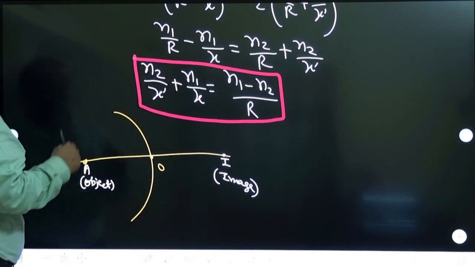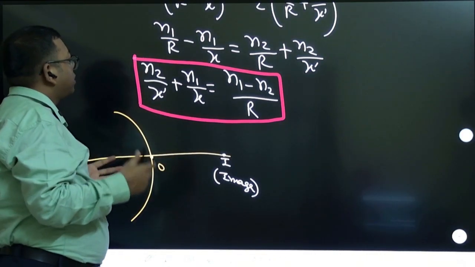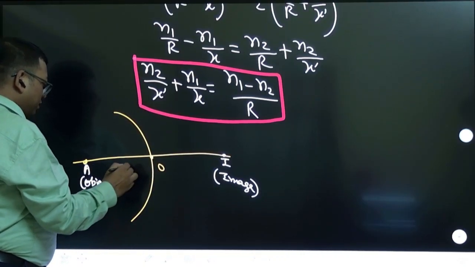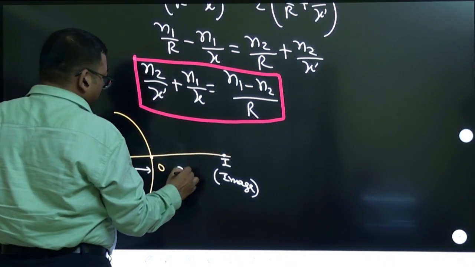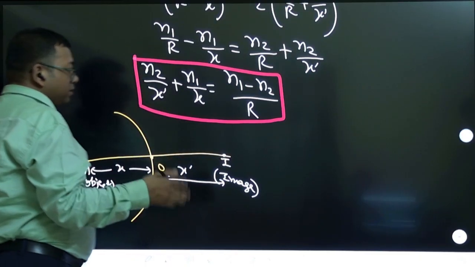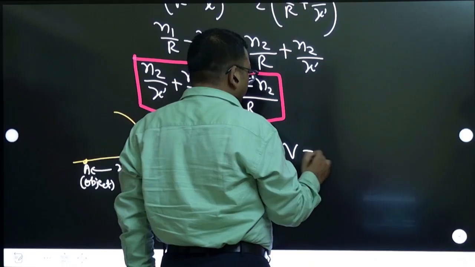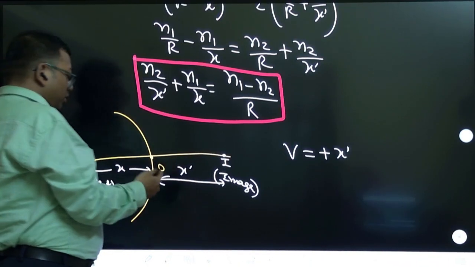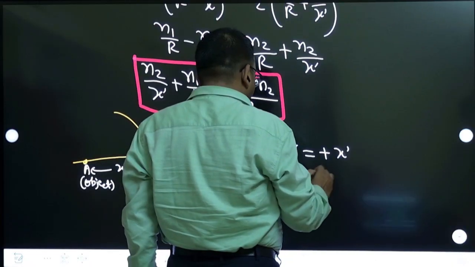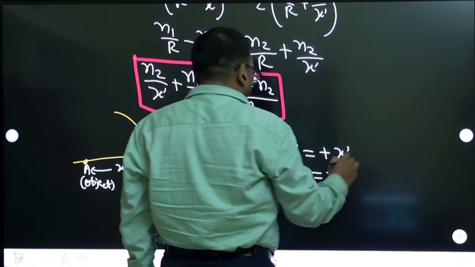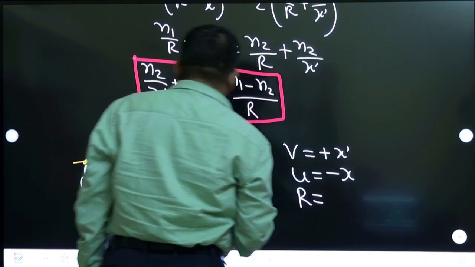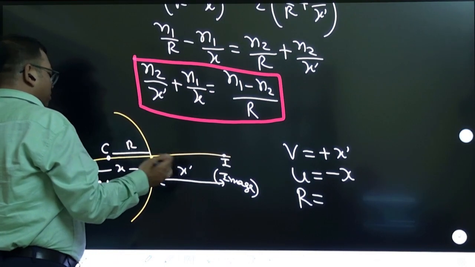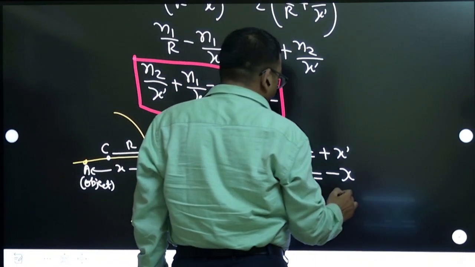So let me substitute here. What should I substitute? I will substitute x dash. If I consider this distance as x, and this distance as x dash, then I will say that v, what I am looking for in this diagram, v is plus x dash only, because v is positive on this side, and the object distance is negative on this side. So the object distance u I will write as minus x. And what about the radius of curvature? I will write radius of curvature as negative because the center is here. This distance is r, but because it is on the left side, I will write the radius as minus r.